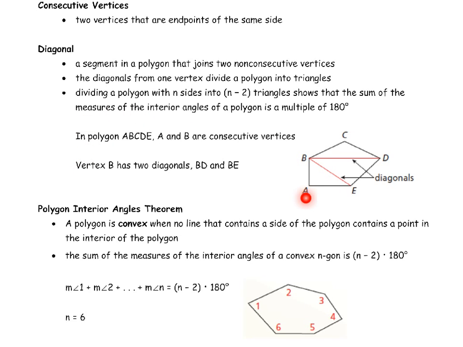So in polygon ABCDE, A and B are consecutive vertices. Vertex B has two diagonals, which are BD and BE.